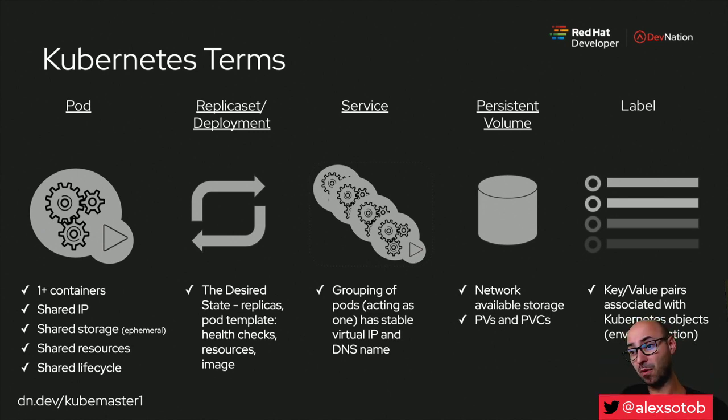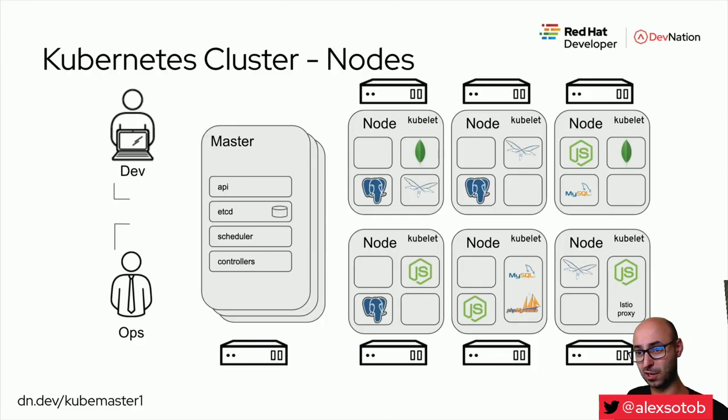And then we've got the persistent volume, and then we've got labels. I think that there are some questions. I'm going to check them now before I continue.